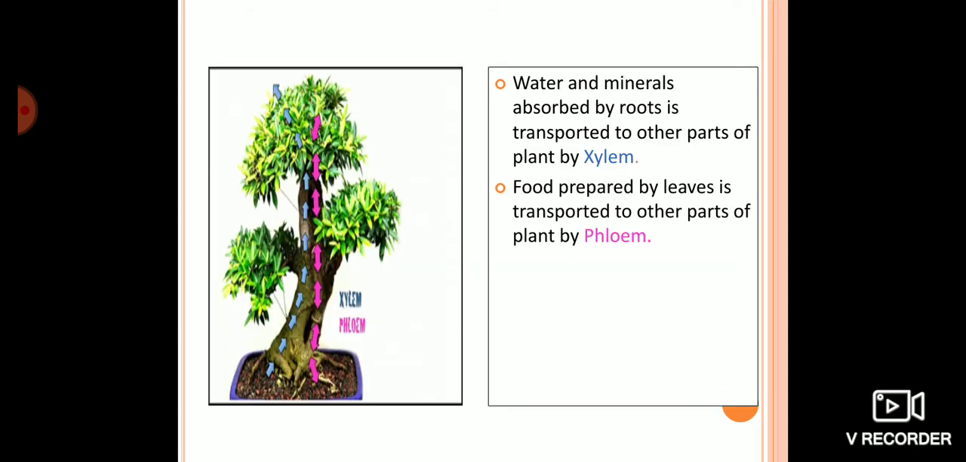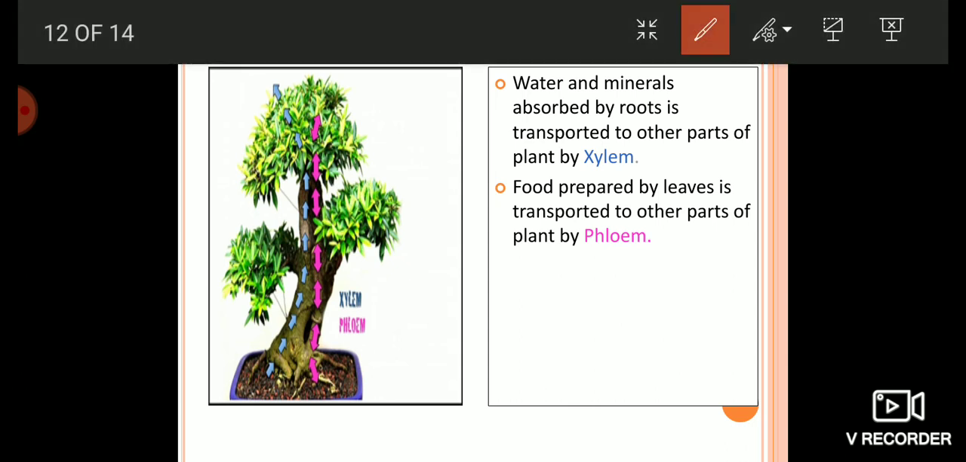See the next slide. Here one picture is given, you can observe the picture. So the stem carries water and minerals from the soil and transports them to the different parts of the plant through the special tube called xylem. Here it is shown in blue color, the xylem, the tube which is present in the stem.